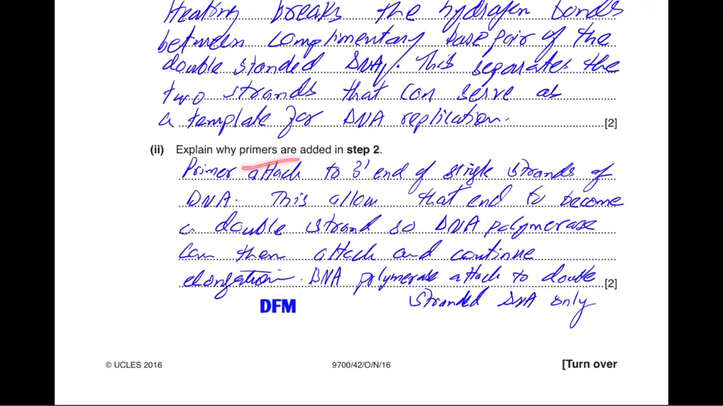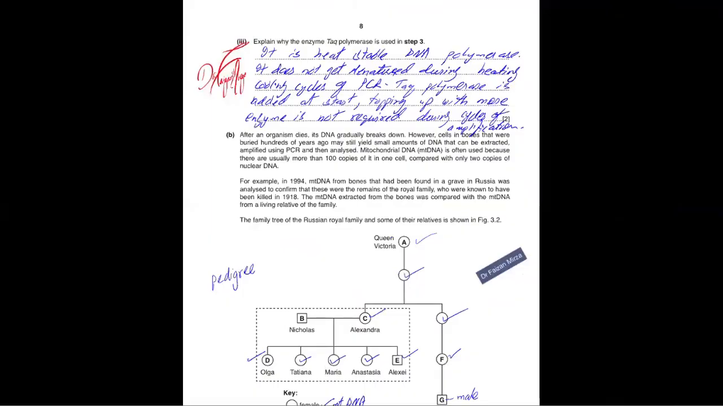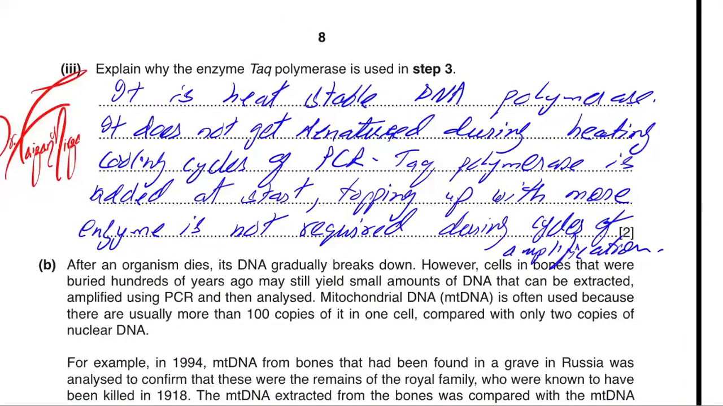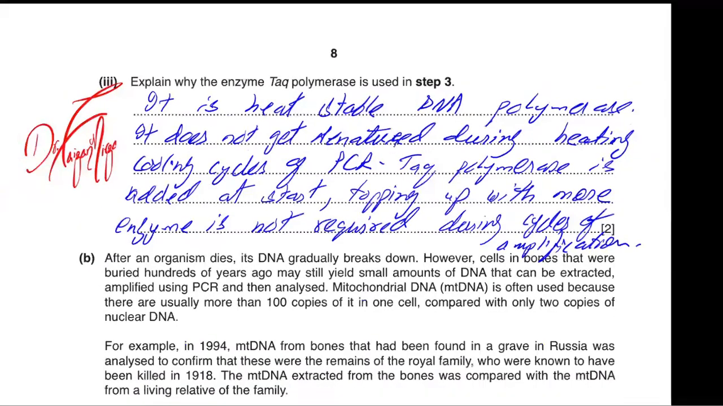Then they're asking why primers are added. Explain. We know both strands are single-stranded, so at the 3' end we attach the primer. Now that end becomes a double-stranded end, and to this double-stranded end, DNA polymerase can later attach, and DNA elongation can continue. DNA polymerase can only attach to double-stranded ends. That's the catch here. Explain why Taq polymerase is used in step three. We know Taq polymerase is a heat-stable DNA polymerase. It will not denature at high temperatures, so we don't have to top it up again and again during the amplification and heating-cooling cycles.